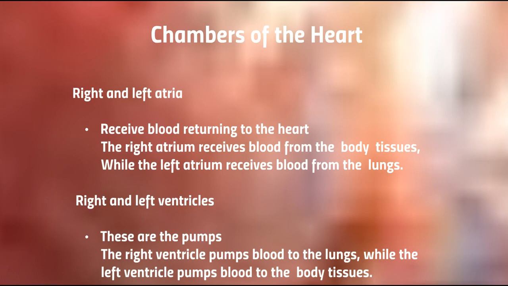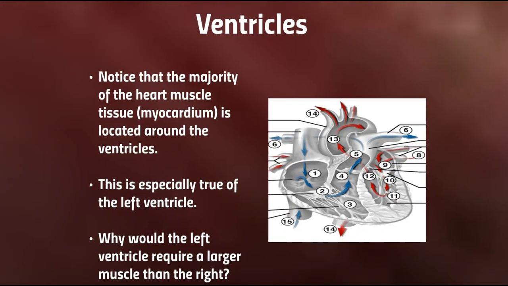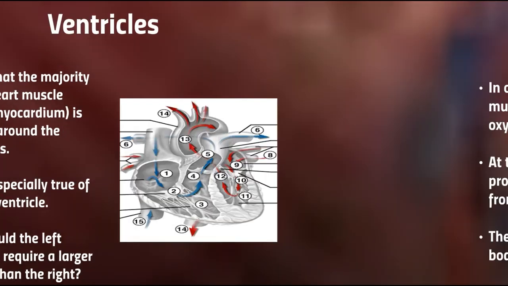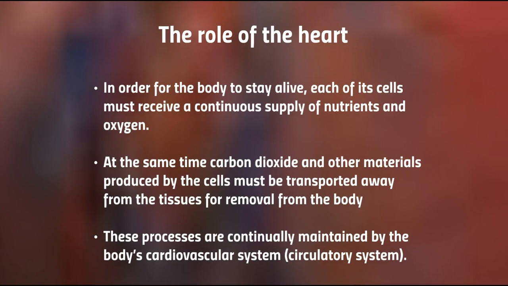So the right and left atria, which is the plural for atrium, receive the blood returning to the heart. The right atrium receives blood from the body, and the left atrium receives blood from the lungs. And then you've got the right and left ventricles, which are the pumps, and the right ventricle is pumping blood to the lungs, while the left ventricle is pumping blood out to all of the other parts of the body. And we've already established that the muscle is much thicker around the left ventricle because of the job that it has in pumping blood around the entire body. So it's a pretty important role, obviously.